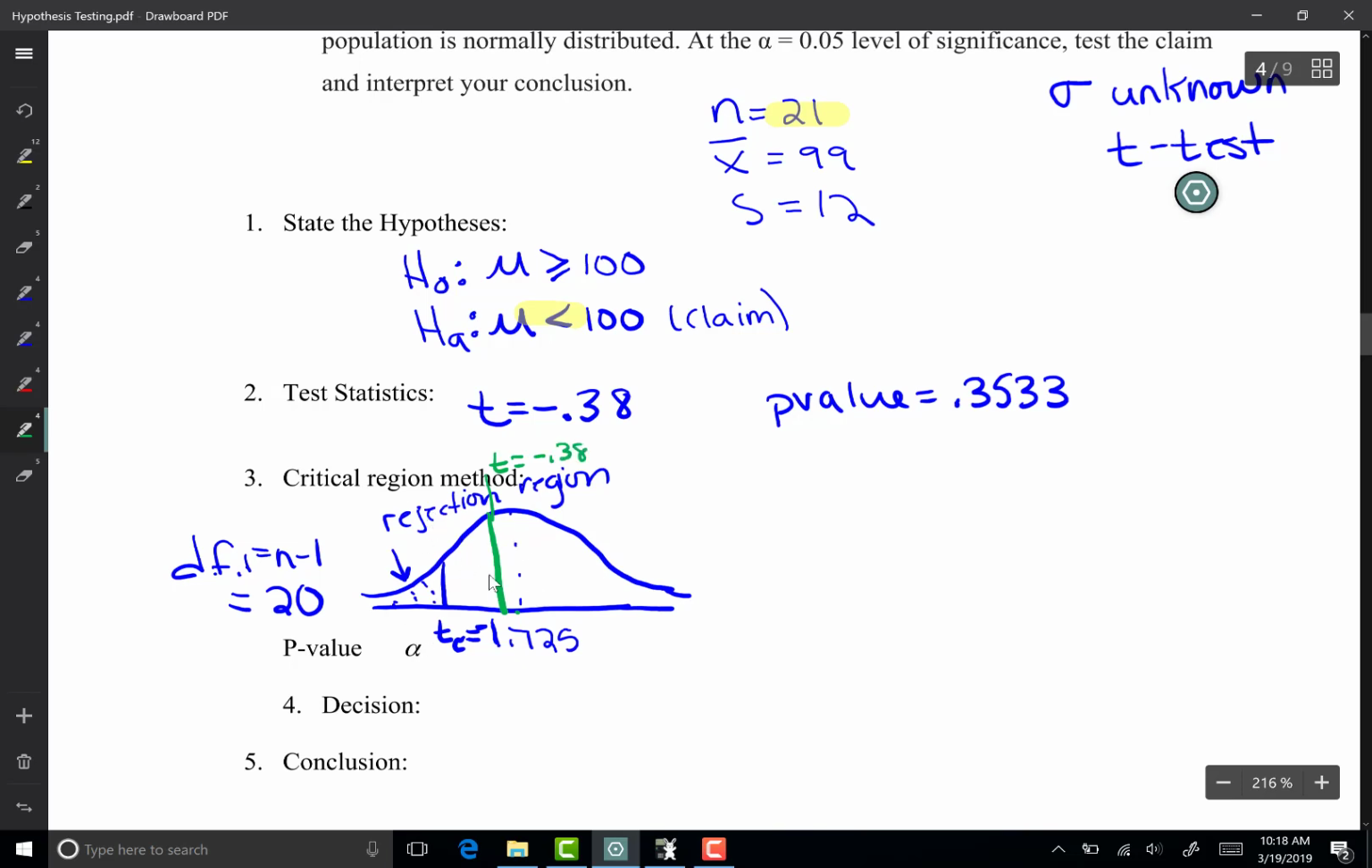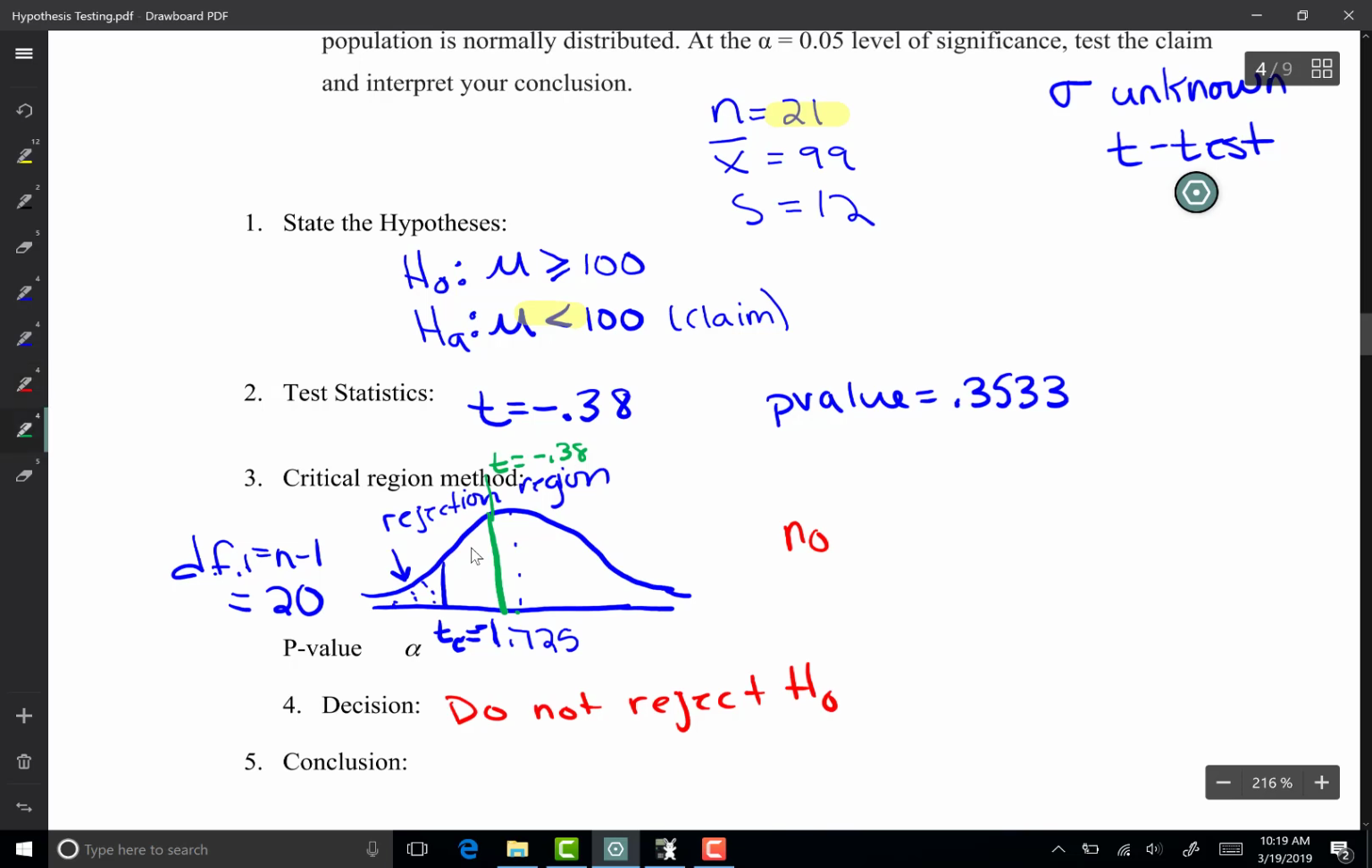So the question is, does it fall in this rejection area? No, it does not. That means we do not reject H naught. If we say no, we do not reject the null, H naught. If it said yes, then we do reject. That's the critical region method.